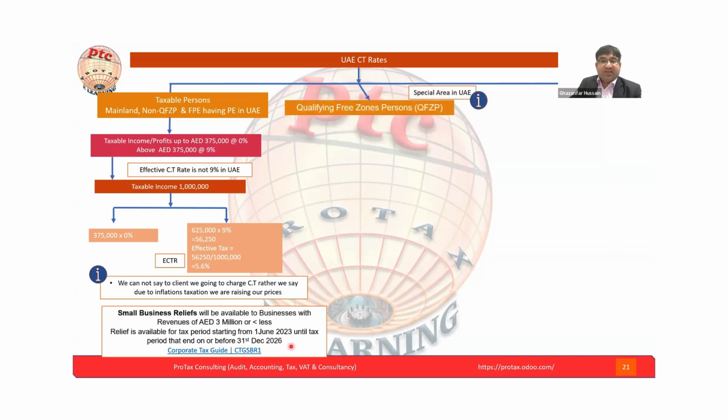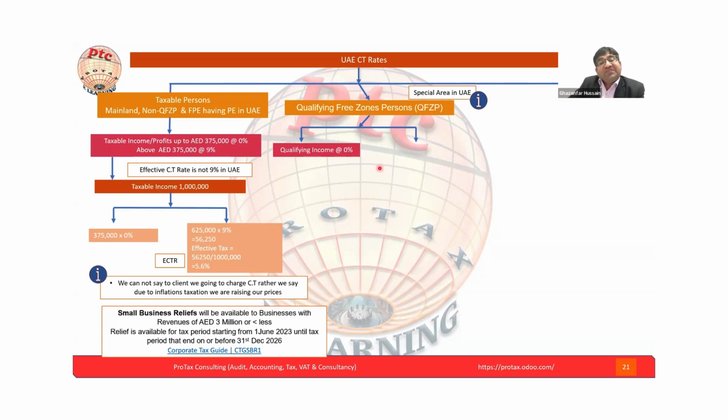Now the next is the qualifying free zone. What is the qualifying free zone? This is one of the special areas based on the applicable regulation. Each free zone has its own authority and regulation under which it operates. If they have qualifying income, what is the qualifying income? We will discuss in detail in the free zone session: what is the qualifying income, and what are the conditions and criteria, qualifying income, disallowed, allowed.